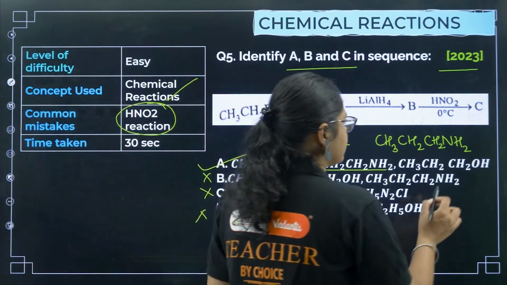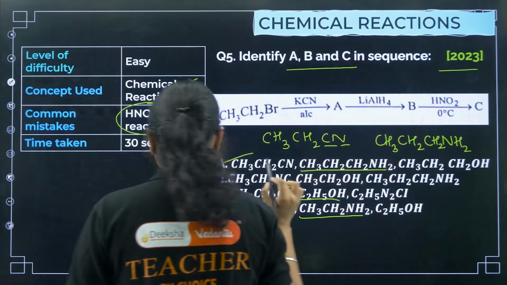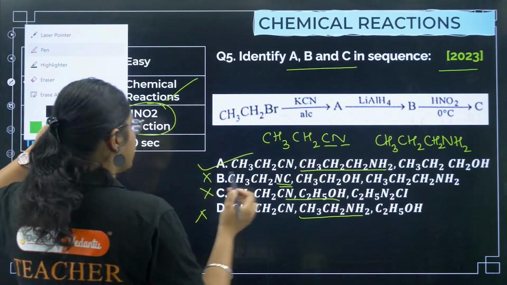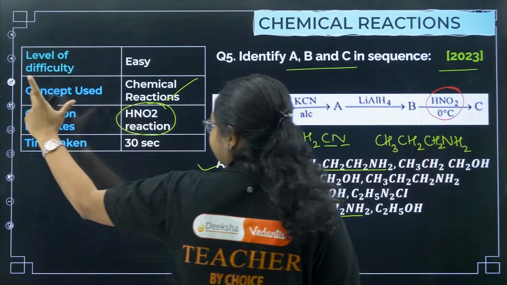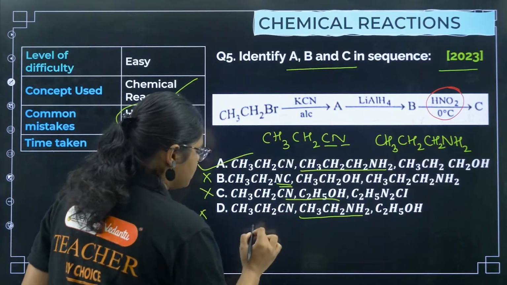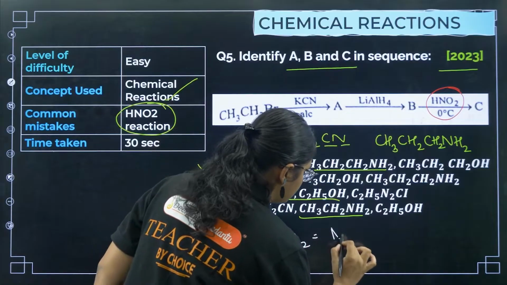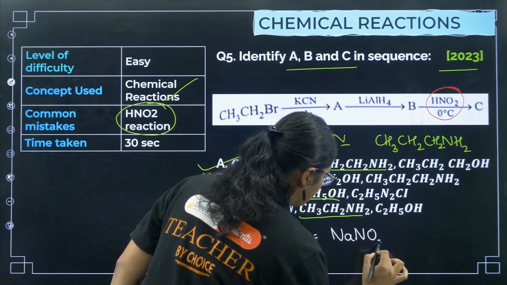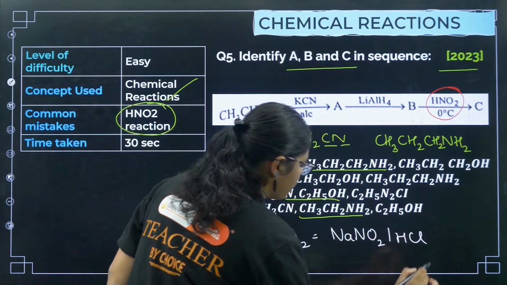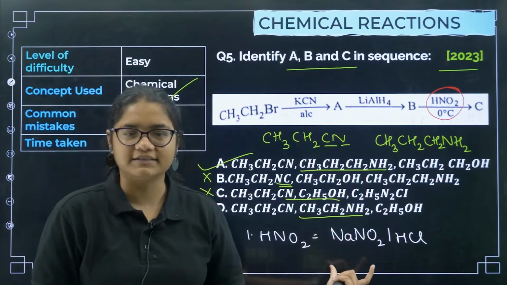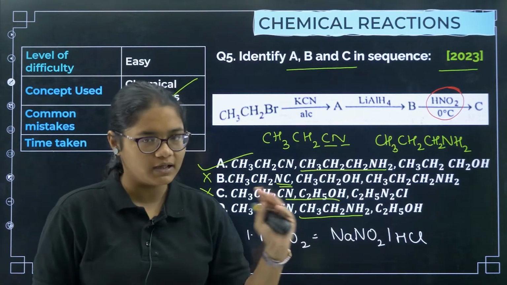But what is the mistake that you can make with HNO2? Here you have to remember something about HNO2. First of all, HNO2 can be written like this. First point I am saying, HNO2 is also equal to NaNO2 and HCl. You should not be confused whether a new reagent is given, right? Both of them are the same thing.